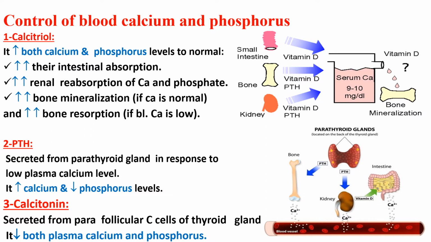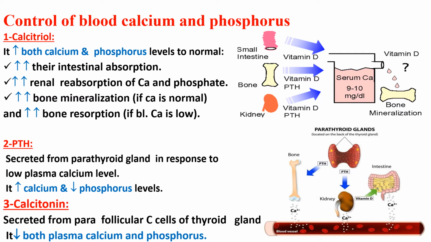The second hormone is parathyroid hormone. It is released in response to low plasma level of calcium. So if the blood calcium level is low, parathyroid hormone is released in order to increase calcium and decrease phosphorus levels. It increases calcium and it decreases phosphorus level.